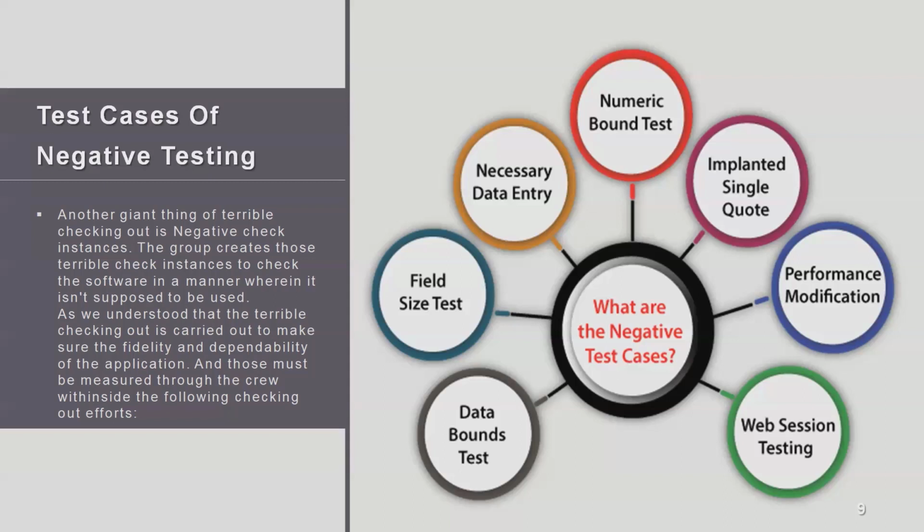Numeric bound tests: whenever we have a contact number field, it should accept only numeric input. It should not accept any string, characters, or text. Necessary data entry means that whenever the user tries to enter these details, they will be visible. For field size, the minimum and maximum size can be verified within that contact number, and data bounds will be validated depending on the variations of data that can be accepted.